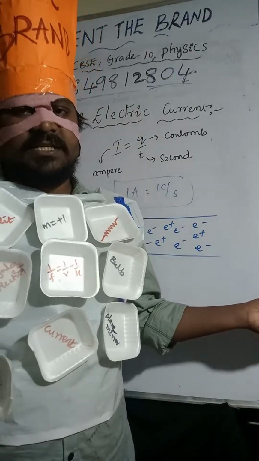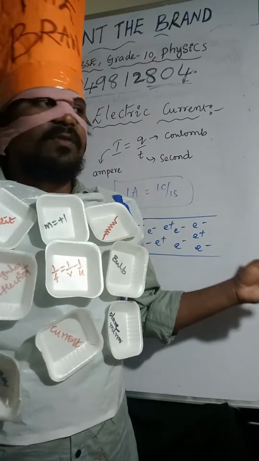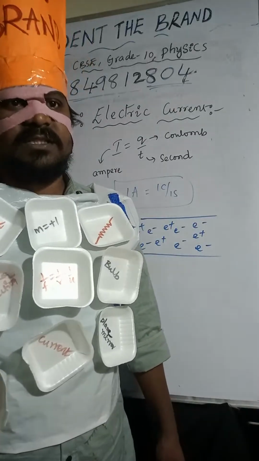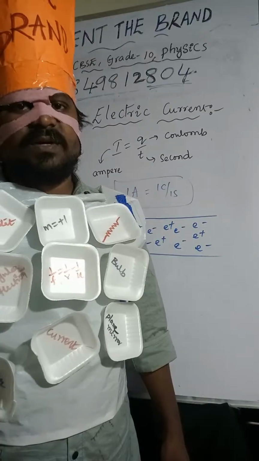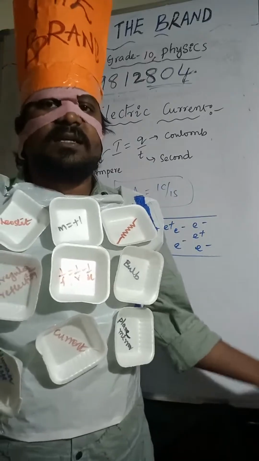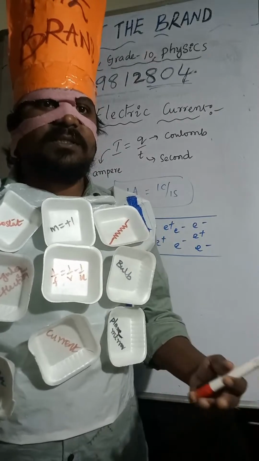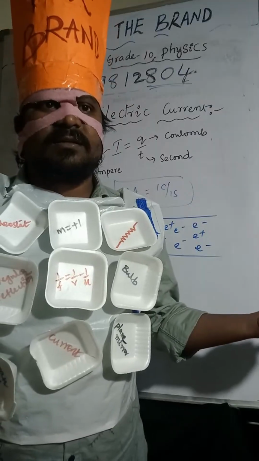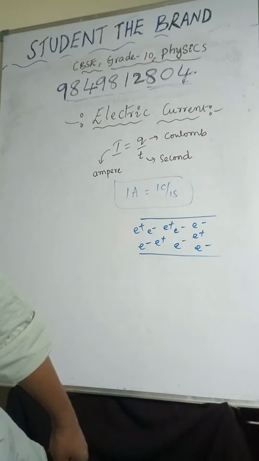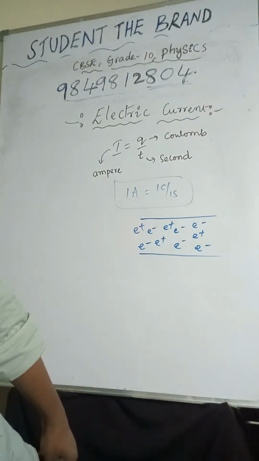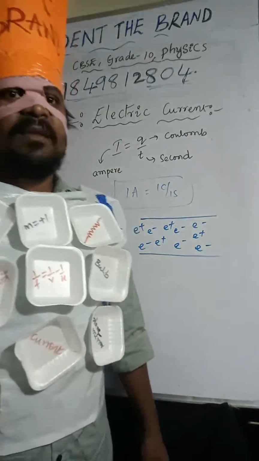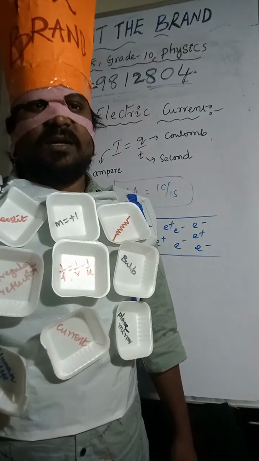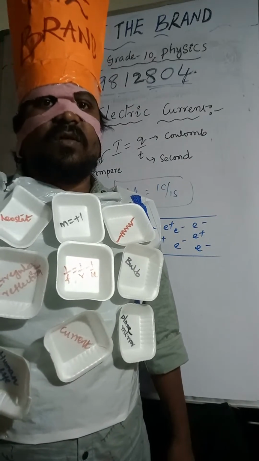So the flow of charge. Charge is flowing in the form of integral multiples, meaning many charges. That's why we consider it quantization of charge. Quantization of charge means many charges are moving in the conductor. So that's why we can say charge is quantized.